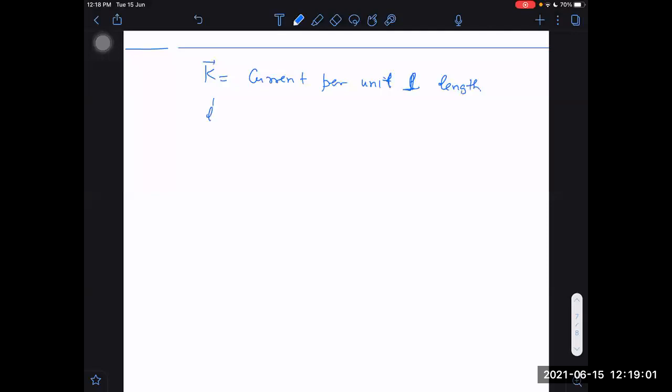It is not areal current density. We can say it is current per unit length, so linear current density. It is also a vector quantity. What will be the direction of K? Same as the direction of current. Its direction will be in the direction of current.